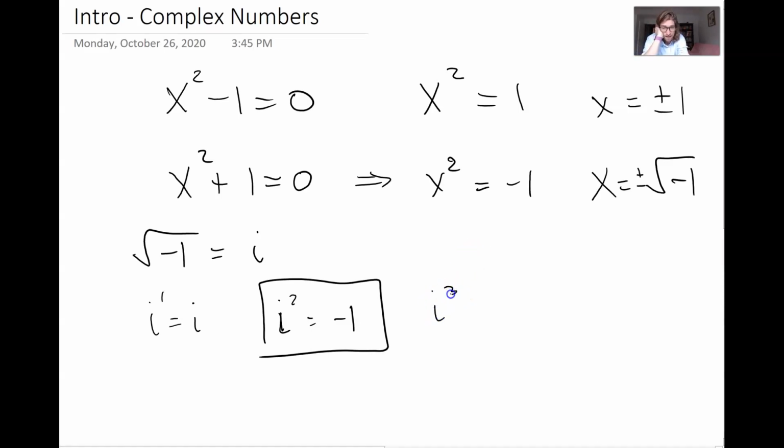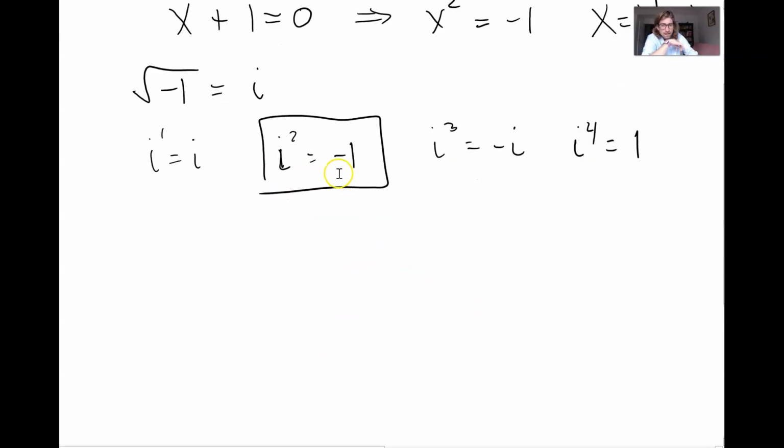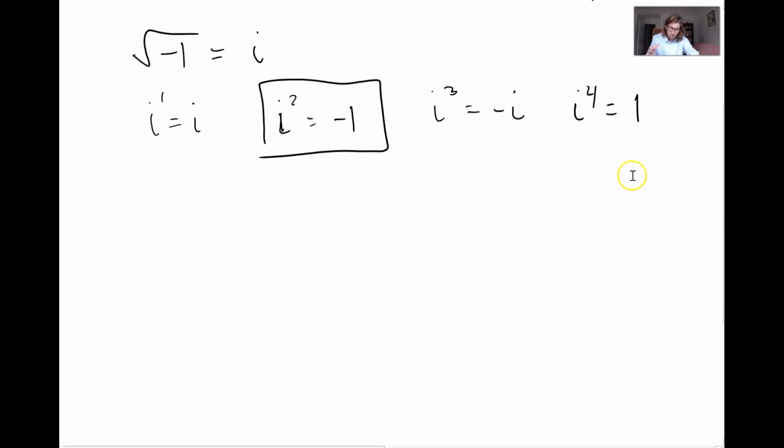If you care, i to the third is negative i, and i to the fourth is 1. And if you did i to the fifth, it's i, and then i to the sixth is negative 1. It's a pattern that just repeats itself every 4 times. It's pretty cool. But i squared being negative 1 is the part that you have to understand.